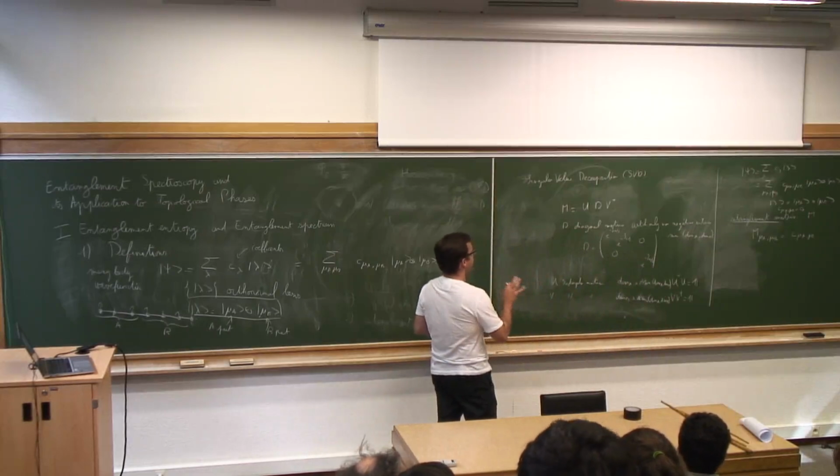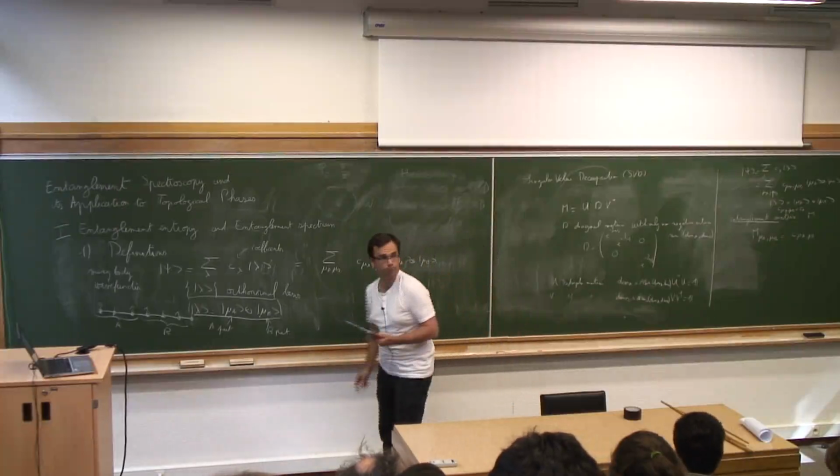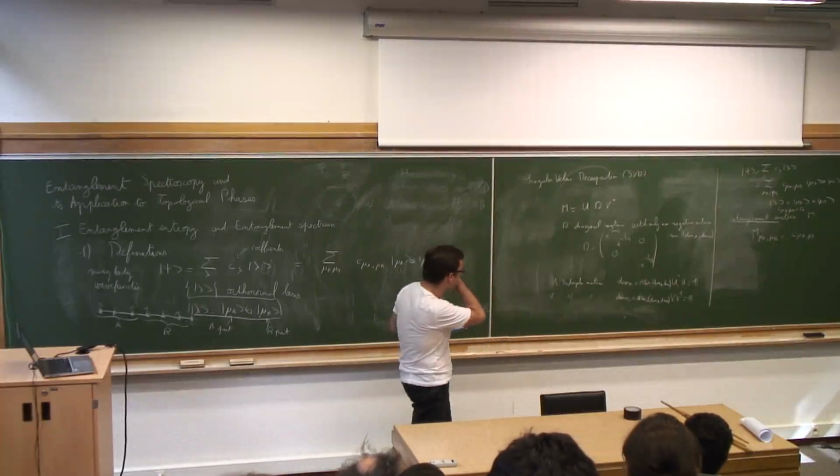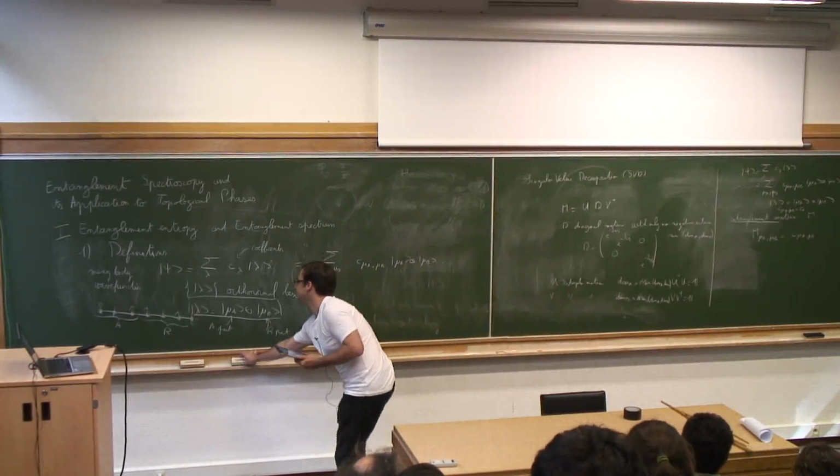Okay, once you perform an SVD on the entanglement matrix. What's the word between U and matrix? Rectangular matrix. Yeah, it's not a square matrix.